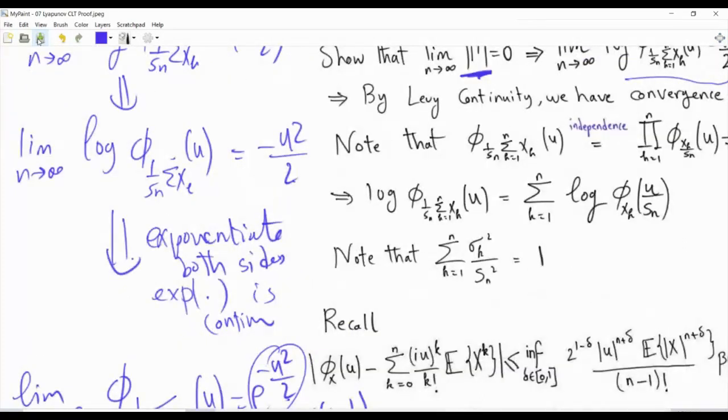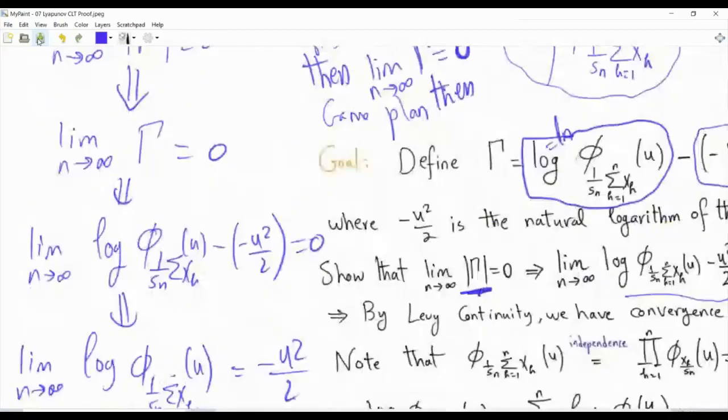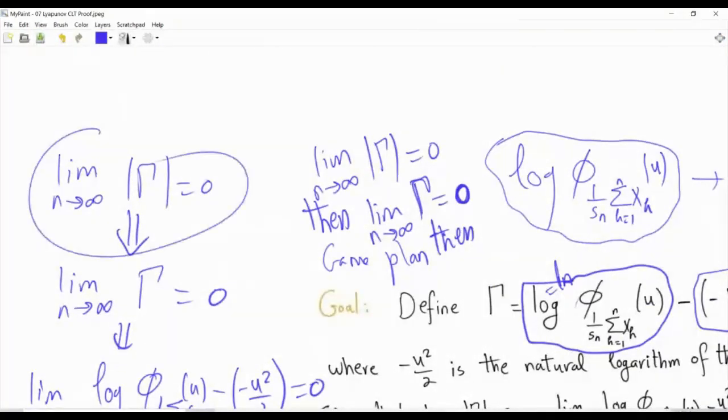Of course, the challenge will be this one. This will be the challenge. I mean, once we are done, that's it. Basically, then we have our result. But how can we show this?